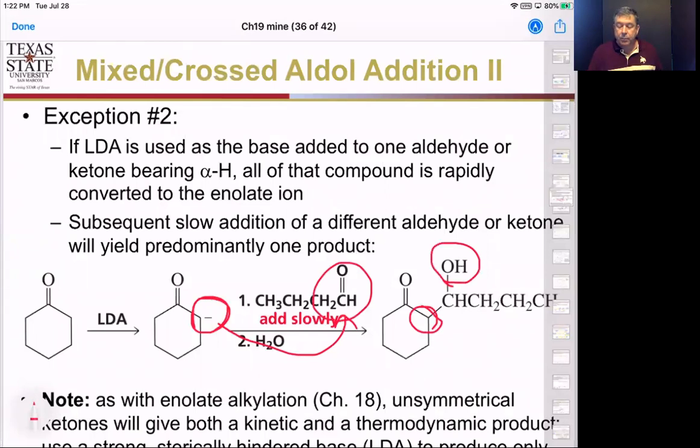So if you looked at this product and knew it was an aldol condensation, you would know that this would have to have been the aldehyde or ketone that was added to the system, and this is the one that you made the enolate from, because it maintained the carbonyl compound.